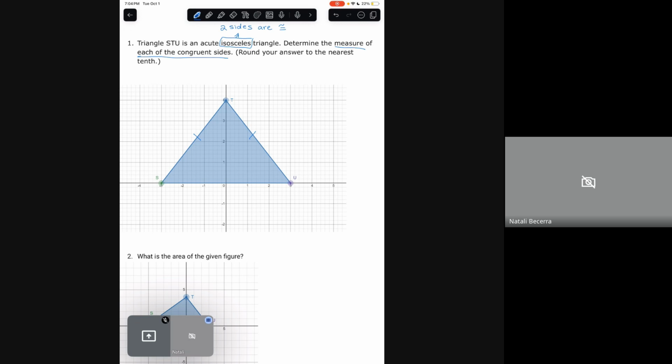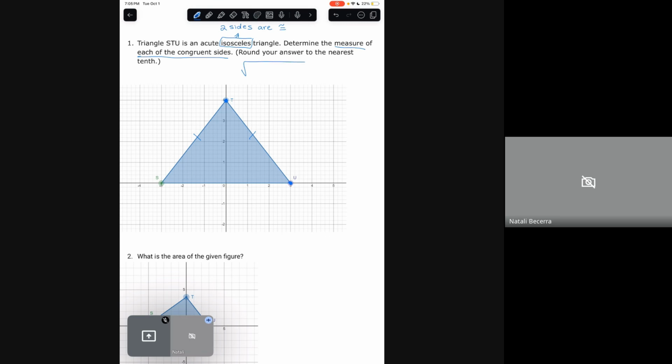You can either do the distance formula to find the distance between point T and point U, or you can do the Pythagorean theorem. For the Pythagorean theorem, you're going to have to create lines like this. Okay, I'm gonna go ahead and do the distance formula just because I think it's easier that way.